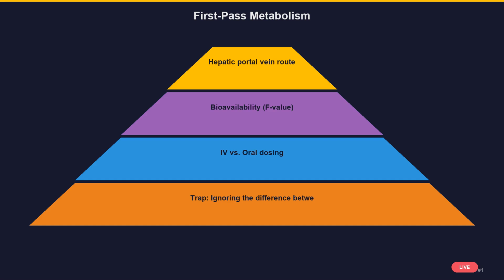They calculate the dose based on what's in the pill, not what survives the liver. The trick is knowing which drugs are liver-hungry. If you give those drugs intravenously, you're basically sneaking them in through the back door, bypassing the agent entirely.